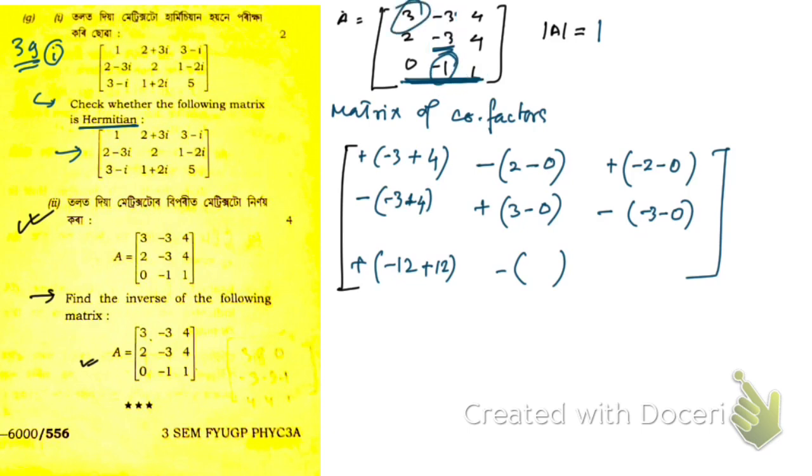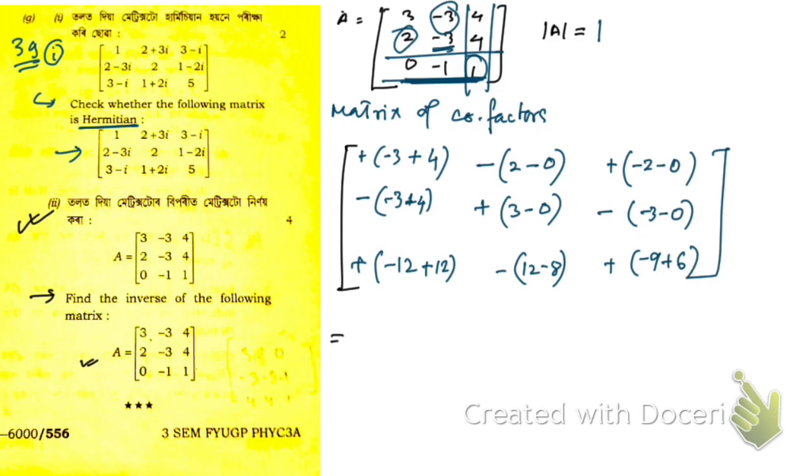Sorry, not this one, 3 into 4, again 12, right? 12. Then 2 into 4, 8, right? Then again take positive. For the cofactor of the last element, this, ignore this part. Okay, so now 3 into -3, that's going to be -9, minus 2 into 3, that's -6, so -6 is going to be +6, right? That's what we have got.